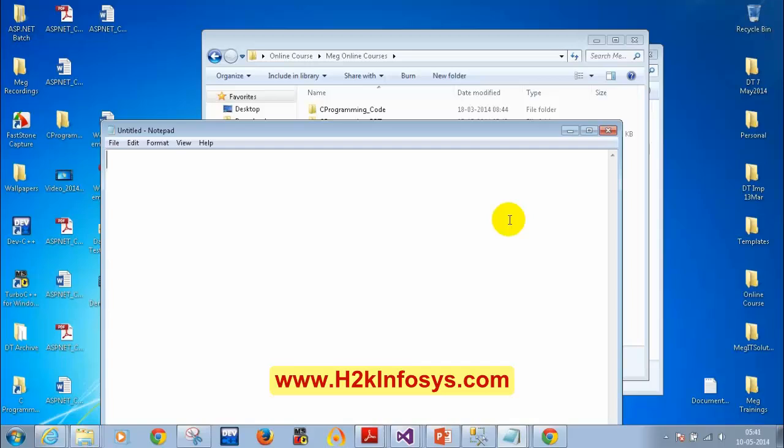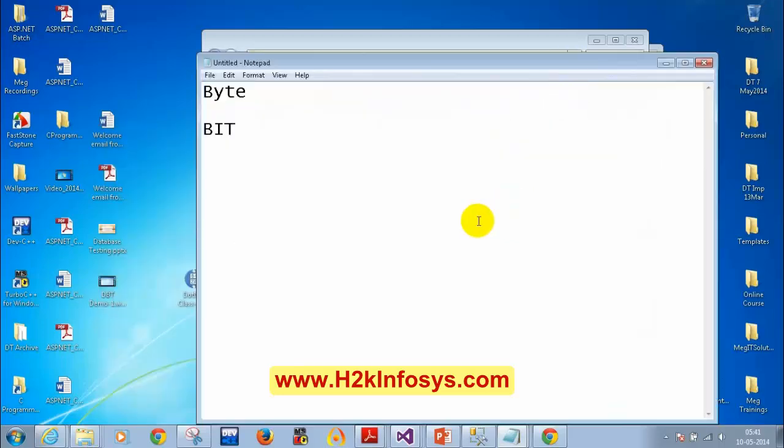First, the smallest memory unit is the byte. And even smaller than a byte is one bit, so a bit is the smallest memory unit. If you see the comparison between these memory units, one byte equals how many bits? Yeah, one byte equals 8 bits. And 1 kilobyte equals how many bytes? 1024. Yes, 1 kilobyte equals 1024 bytes.